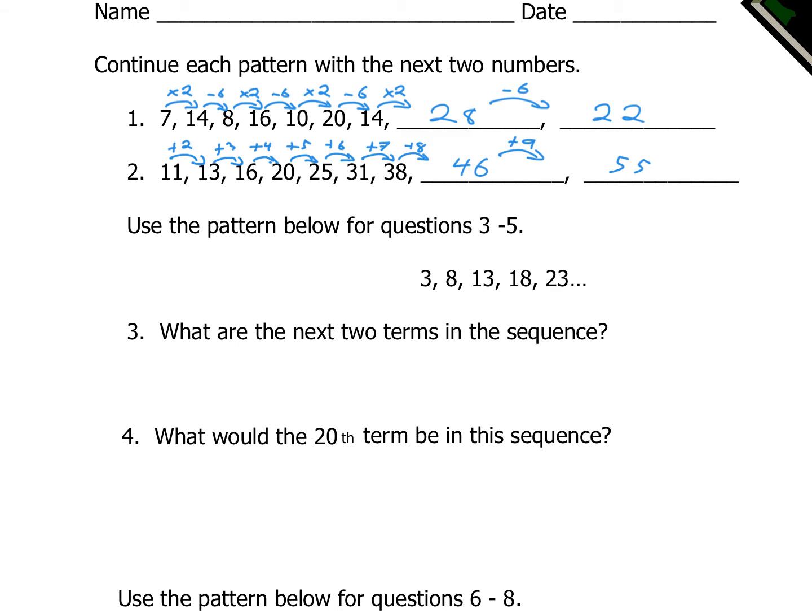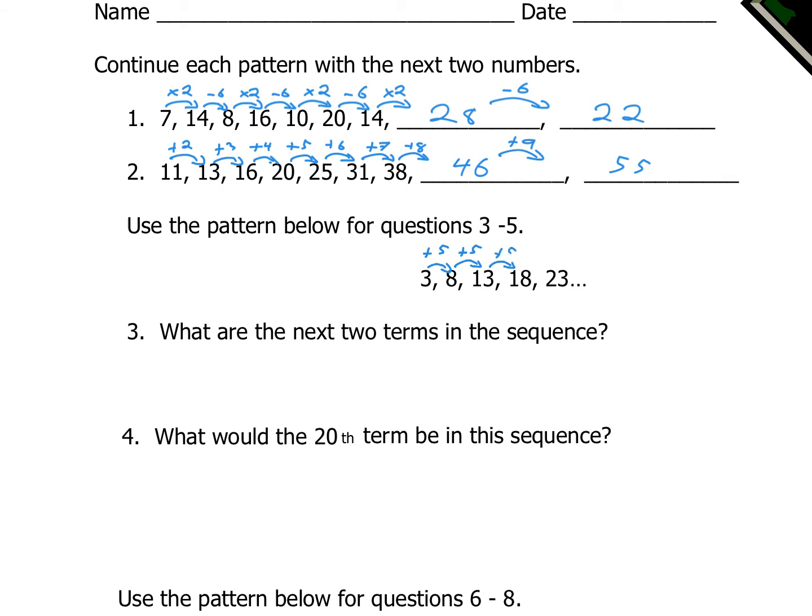All right, now we're using this pattern below right here for questions 3 to 5. So it says, what are the next two terms in the sequence? Okay, well, we've done questions like that before. This looks like another growing pattern. It looks like from here to here, we're adding 5. From here to here, we're again adding 5.